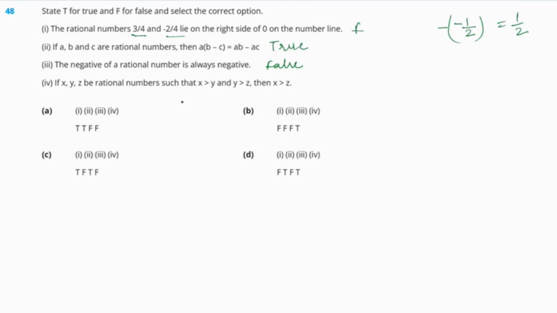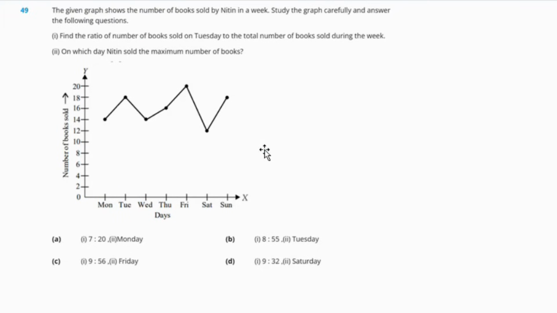False. Next, if x, y, z are rational numbers such that x is greater than y and y is greater than z, then x will also be greater than z. So yes, that is true. So this will be true only. So for this, option D is going to be the correct answer.